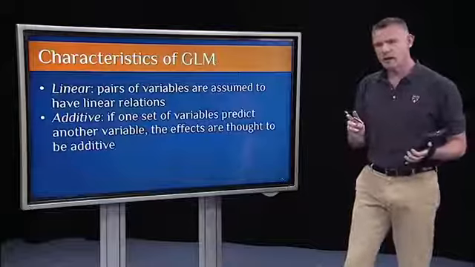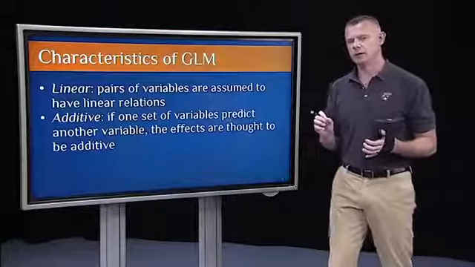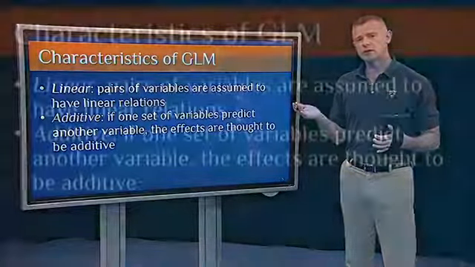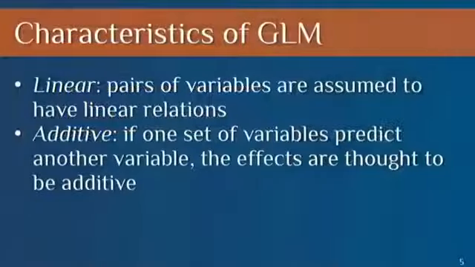There are two main characteristics of the general linear model. One, we assume linear relationships between the predictors and the outcome measure, that is between the x's and y, and two, we assume that the effects of each predictor are additive with one another.